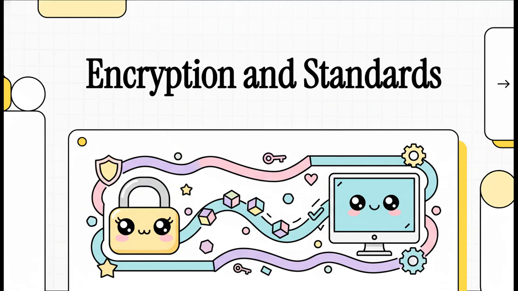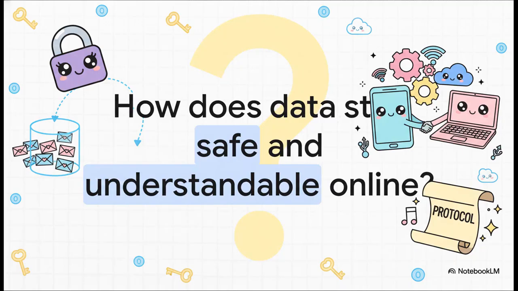Welcome. In this explainer, we're going to look at two really important ideas from your GCSE Computer Science course, data security and compatibility. We'll be focusing specifically on encryption and standards. Have you ever stopped to think about all the information you send and receive online every day? How does it actually stay safe from unauthorized access? And how do all these different devices, made by so many different companies, manage to understand one another? Well, today, we're going to explore the two key concepts that make it all possible: encryption and standards.